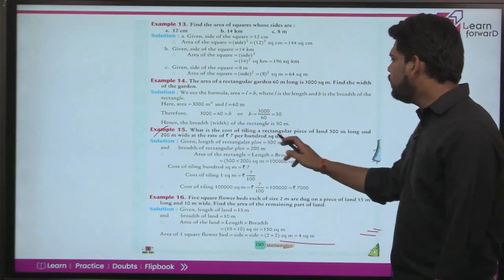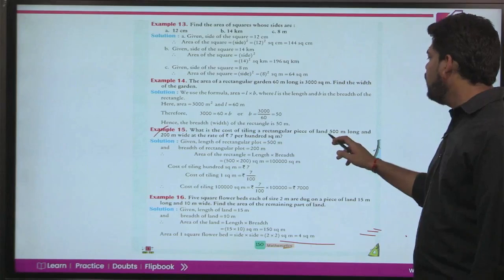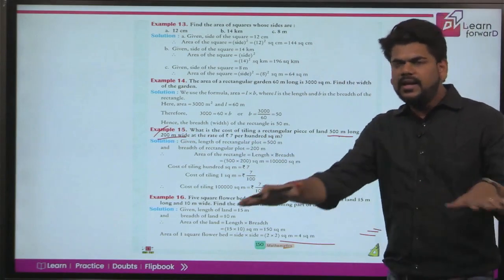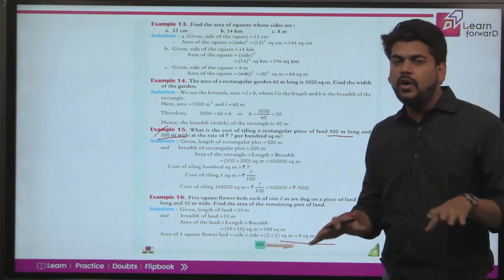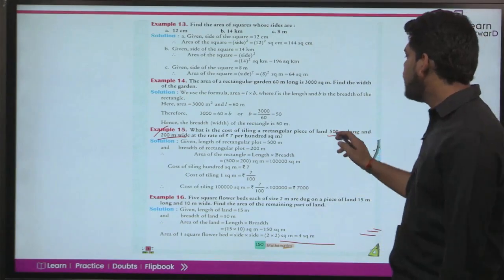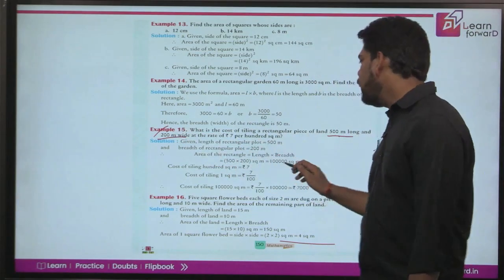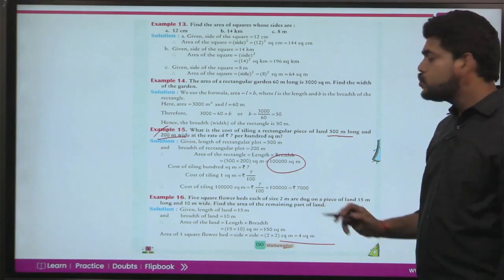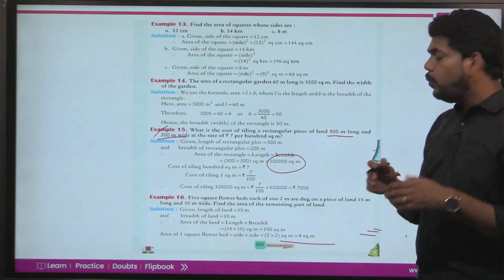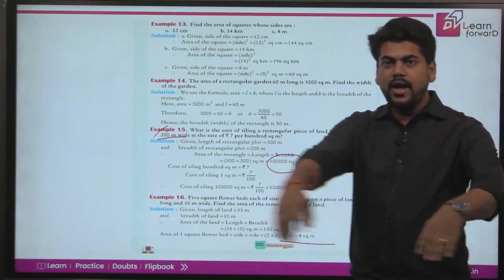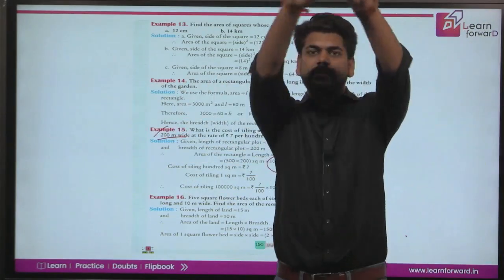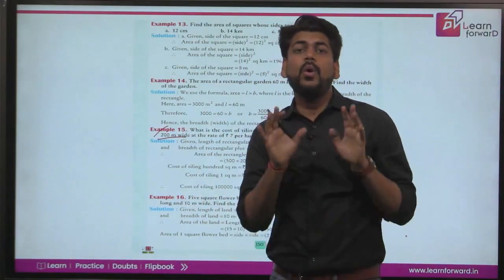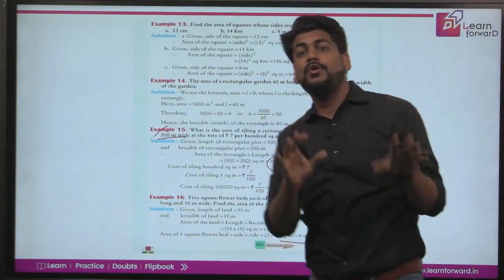What is the cost of tiling a rectangular piece of land 500 meter long and 200 meter wide? To spread the tiles, we need to cover the area of the floor. So the area is 500 multiplied by 200. Answer is 1 lakh square meter. So how many 1 meter squares? 1 meter square, the square which are this big, almost. How many squares are there? 1 lakh, this much big square we need to tile up.